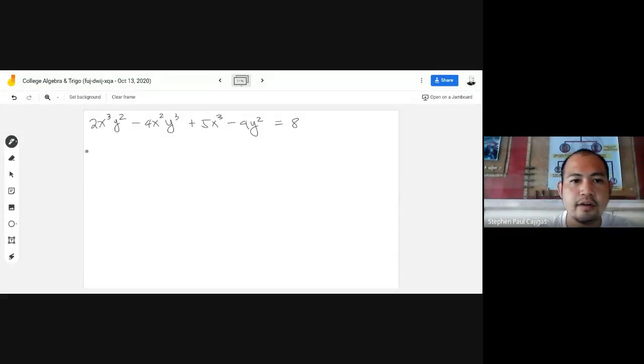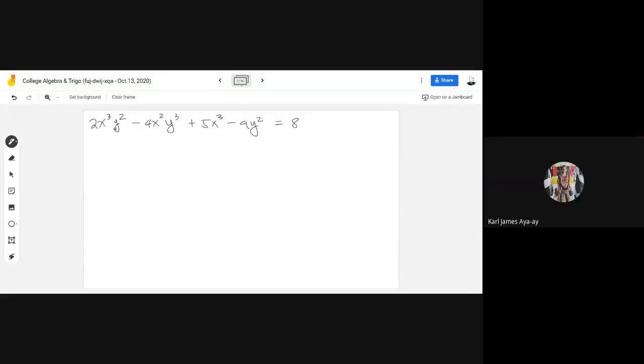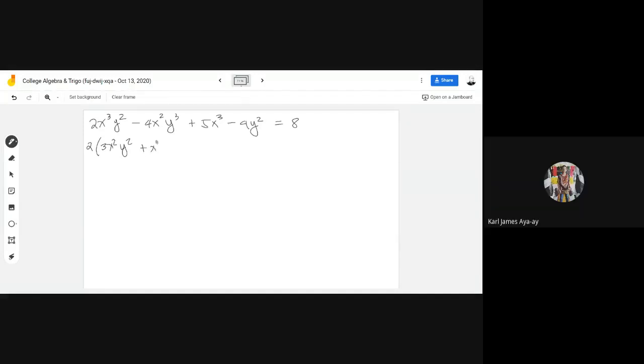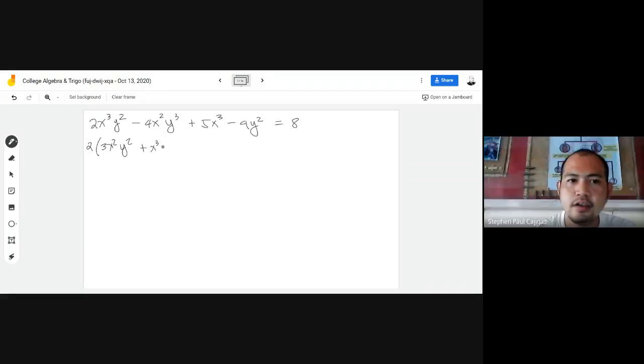Sige, so what will I write here? Open, plus 3x squared y squared, plus x cube, 3y squared y prime.